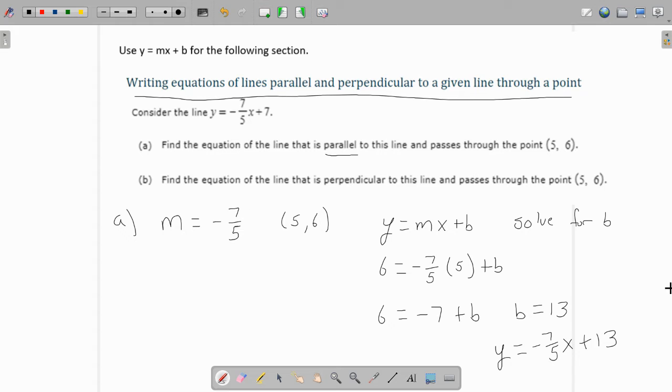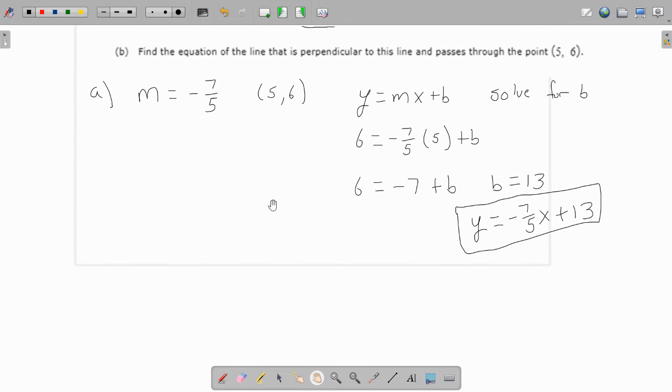So that was part A. So I just plugged in my y is 6, my slope is negative 7/5, which is the same as this because it's parallel, and my x was 5. And when you multiply this by this, whether you do it in your head or use the calculator, you get negative 7, add 7 on both sides, b equals 13, put it back into your equation. Okay, let's scroll down and let's do part B.